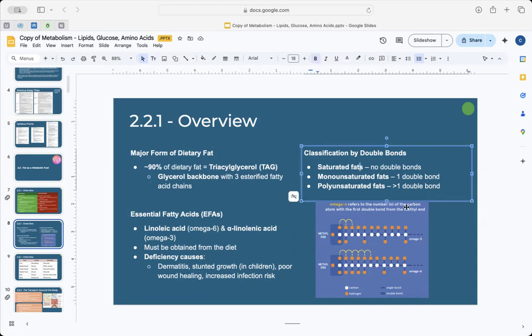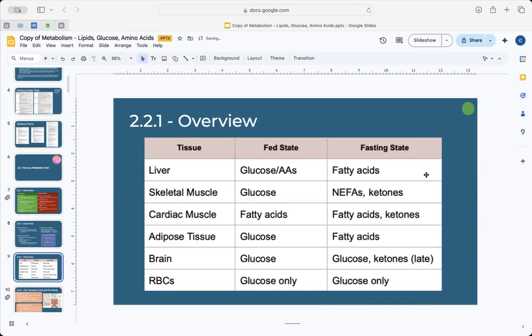And then this is just some information on classification by double bonds of fats, which I'm sure you guys have seen in probably A-level chemistry as well as biology. So yeah, cool. And then lastly, in terms of overview, before we get jumping into the actual processes you guys need to be aware of, is an overview of a fed versus fasting state table. So you'll probably see these in all the lectures that you have, where it lists the tissue and compares the kind of fuel that those tissues use, depending on whether they're in a fed or a fasted state.